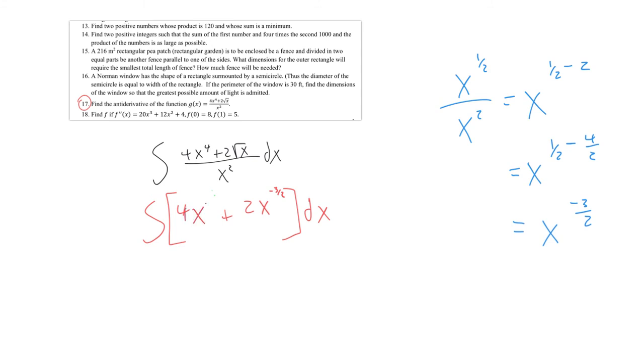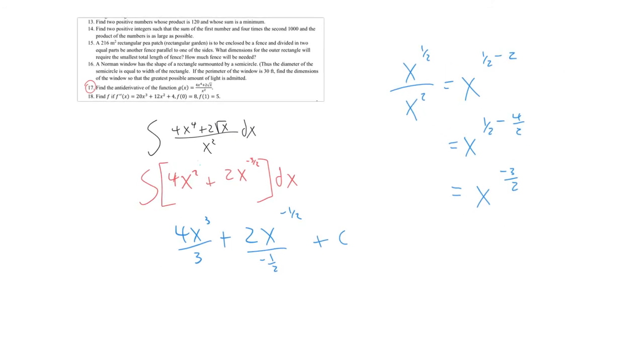And good, 4x squared. So now we're ready to apply the power rule to everything. So it would be 4 times x to the third over 3 plus 2x to the, let's see, that would be adding 2 over 2. So that would be negative 1/2 over negative 1/2 plus c.